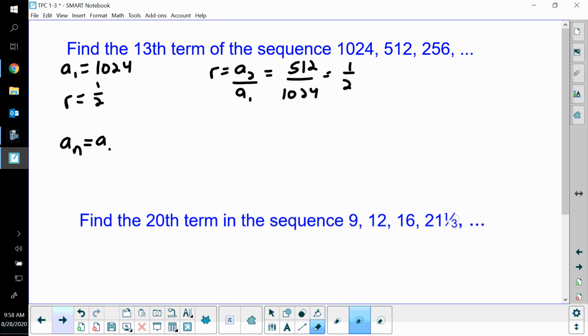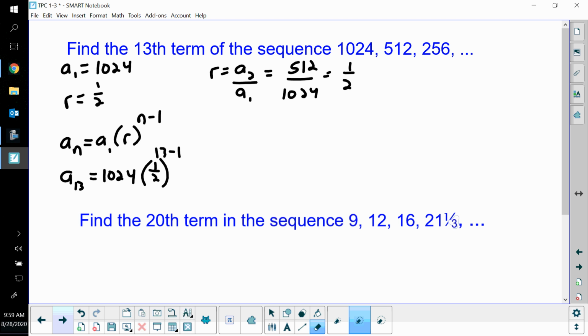Going to our geometric sequence formula on the reference sheet, just like we put the D in parentheses, even though it's not on the reference sheet, I would suggest putting the R in parentheses. If R happens to be a fraction or a negative number, it needs to be in parentheses. That's why I would suggest getting in the habit of always putting it in parentheses. We want to find the 13th term, so we're going to do A13. Our A1 was 1024. Our R was 1/2. And our N is the 13 that we're working with.